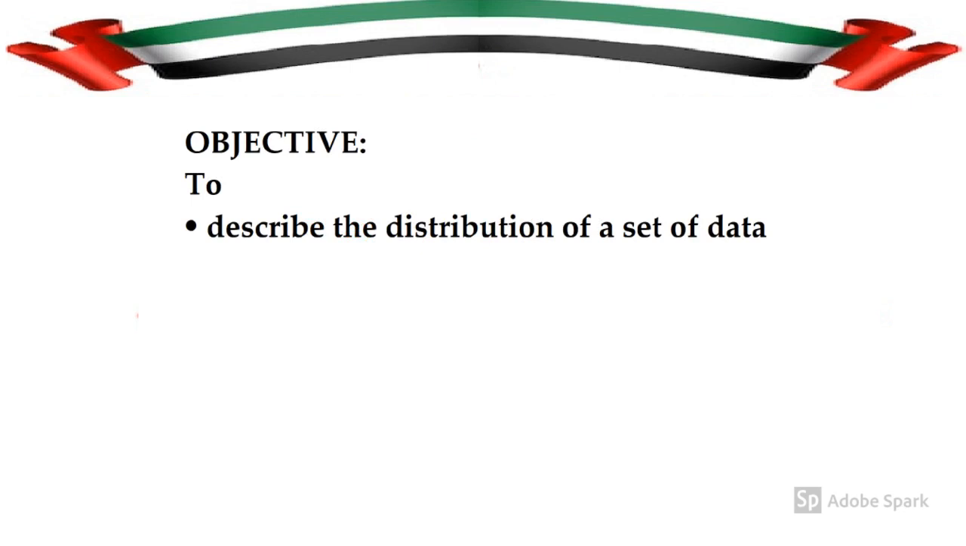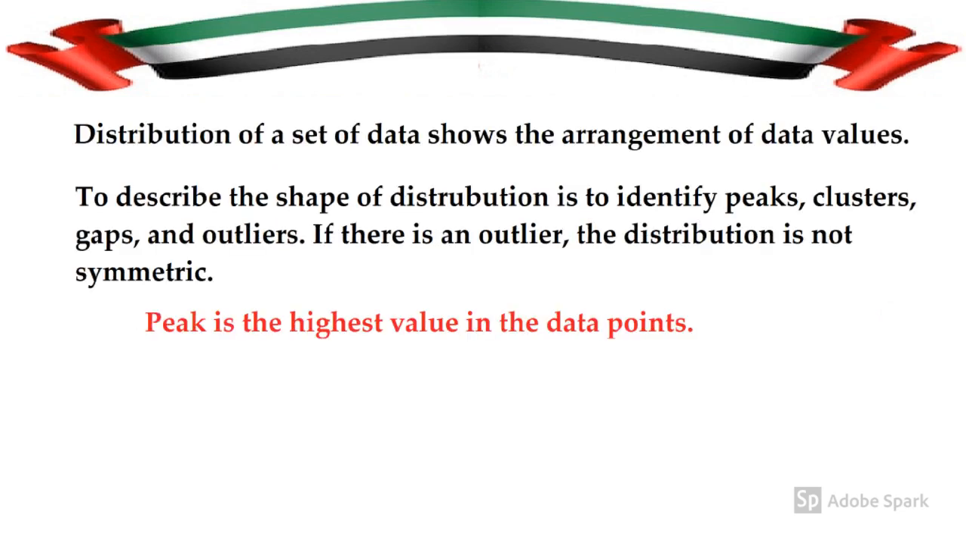Alright, the main objective of our lesson today is to describe the distribution of a set of data. Distribution of a set of data shows the arrangement of data values. To describe the shape of distribution is to identify the peaks, clusters, gaps, and outliers.